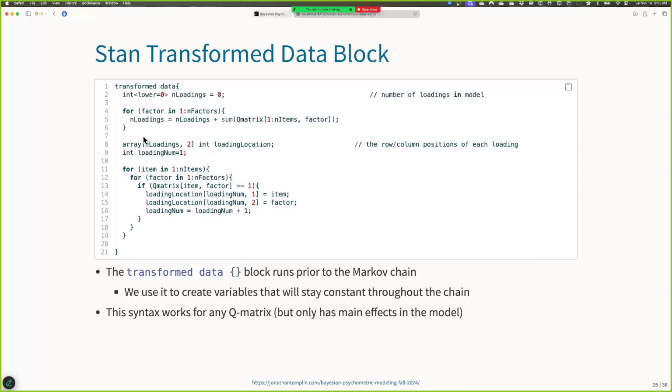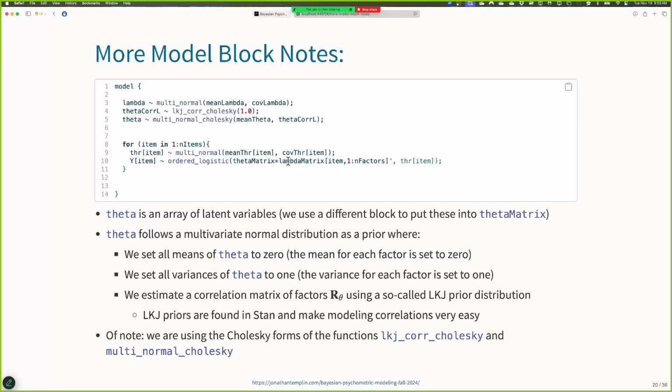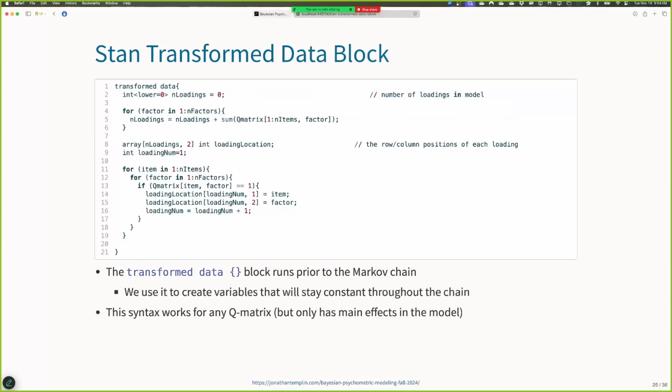Now, the next part's a little bit more complicated. What I need to build is this lambda matrix right here. The lambda matrix is basically the Q matrix, but instead of a 1 in each spot, it's the estimated loading. So I'm storing all of my loadings in a long vector, lambda, but I need some type of information to tell me how to take that vector and put the loadings into the right spot in my lambda pattern matrix. That's what that next part of the code tries to do.